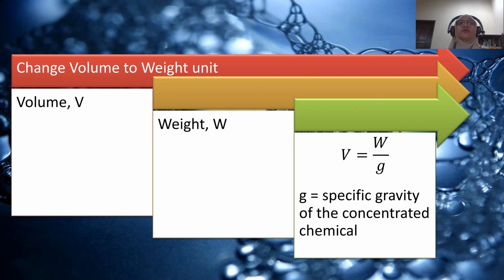Now this is a simple equation. If you get the concentration in volume but you prefer to measure by weight, because it's much easier using weighing only, you can use this formula, where V equals weight over the specific gravity, in order to convert from volume to weight or weight to volume.